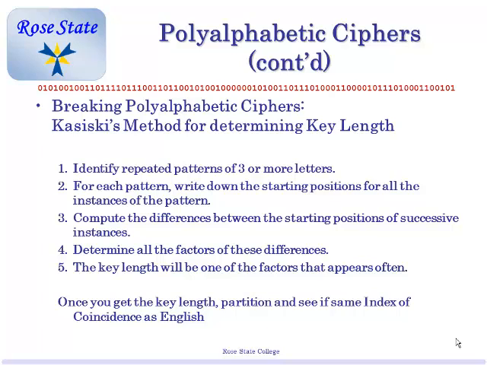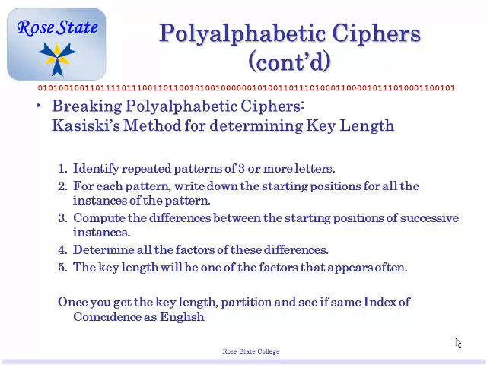Okay, it starts at 12, it starts at 27, it starts at 82, and it starts at 106. So I wrote down all the starting positions. So far, so good? Then compute the differences between them. So the first one started at 12, the second one started at 86, so I subtract the difference and I get some number. I'm not a mathematician. Whatever that comes up to be.